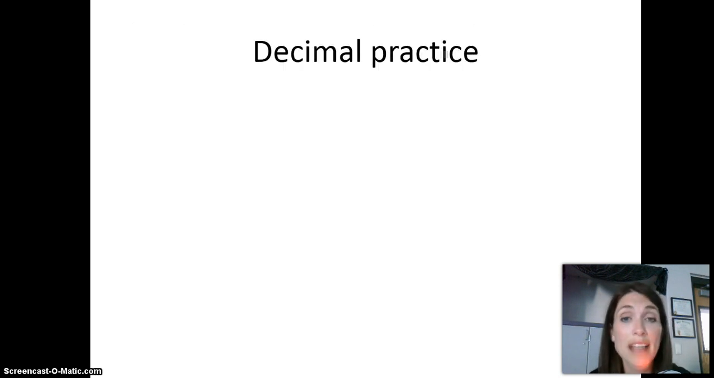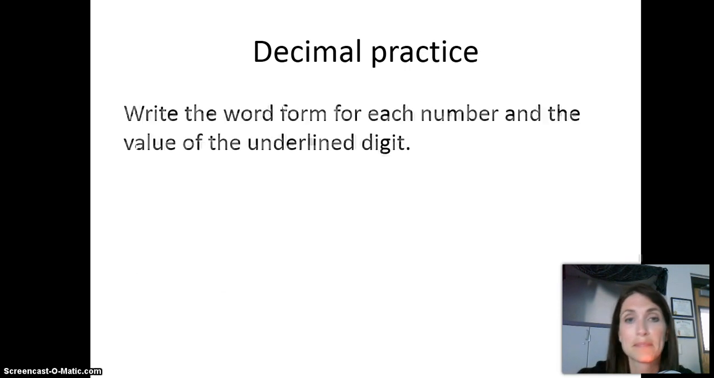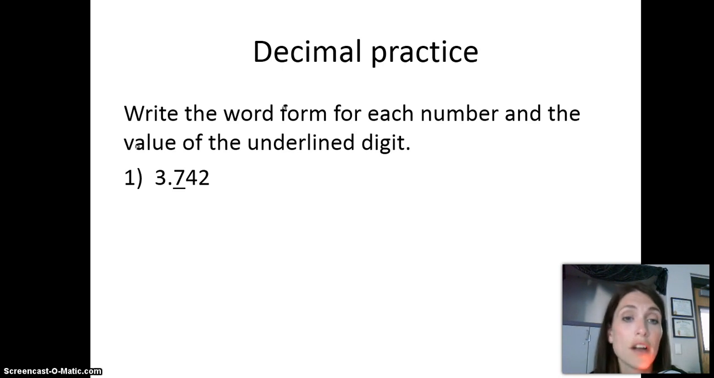Let's do some decimal practice. Make sure that you're writing these in your journal and that you're numbering them. We're going to write the word form for each number and the value of the underlined digit. So for each problem, you're going to have two answers to write in your math journal. Here's our first number, 3.742. I want you to write the word form of that number and the value of the underlined digit. Please press pause, write the answers in your journal, and when you're ready to check your work, press play.